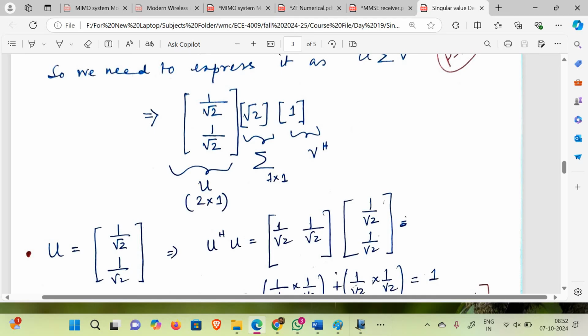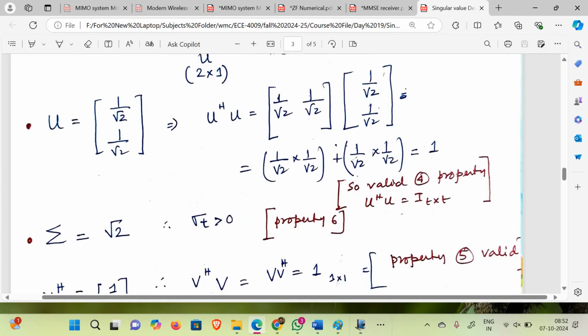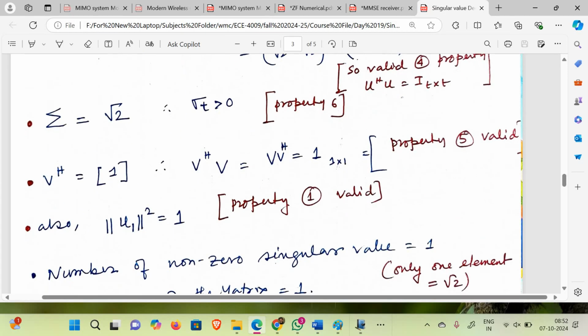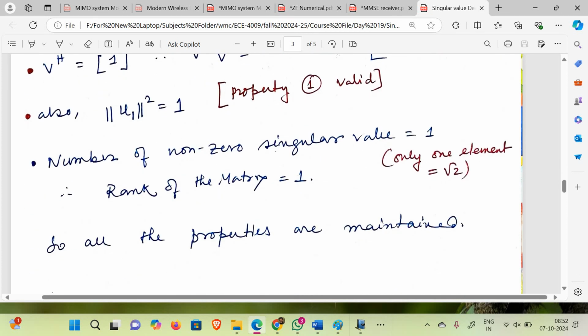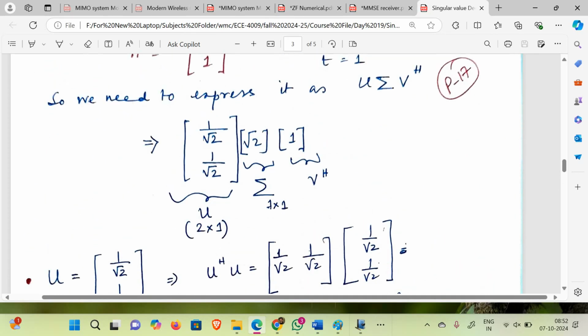Now you can observe that we have segregated that matrix into 3 parts, and we are calling them U, sigma and V Hermitian. Later, we prove all the properties one by one, and finally, as you can see, property 5, property 6, everything is maintained. So we can say that this U, V and sigma is a proper SVD of the channel matrix 1, 1. So that is how it is.